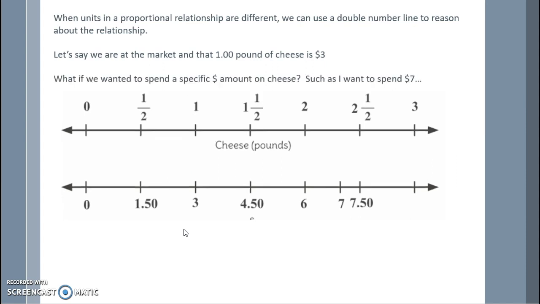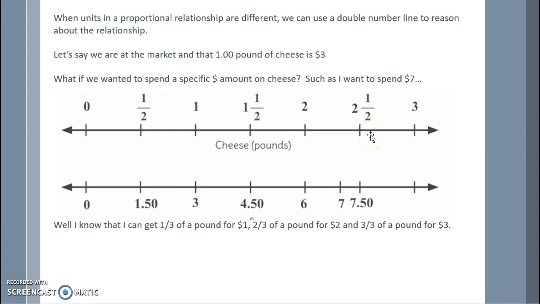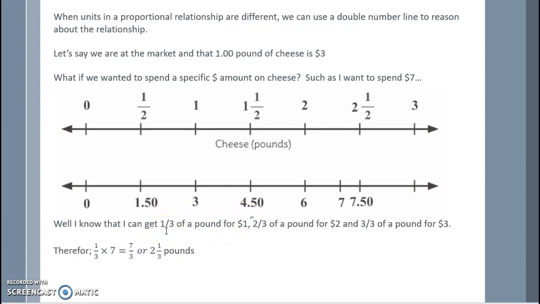But what if we wanted to spend a specific dollar amount on cheese, such as I want to spend $7. How much cheese can we get for $7? Well, we know that it must be between 2 and 2.5 pounds. Well, I know that I can get 1/3 of a pound for $1, 2/3 of a pound for $2, and 3/3 or a full pound for $3. So when I look at the particular piece per unit, what I can do then is take 1/3 times 7, which is 7/3, or 2 1/3 pounds.